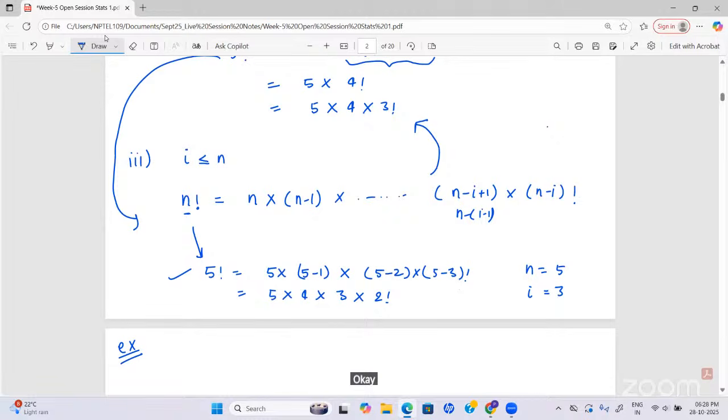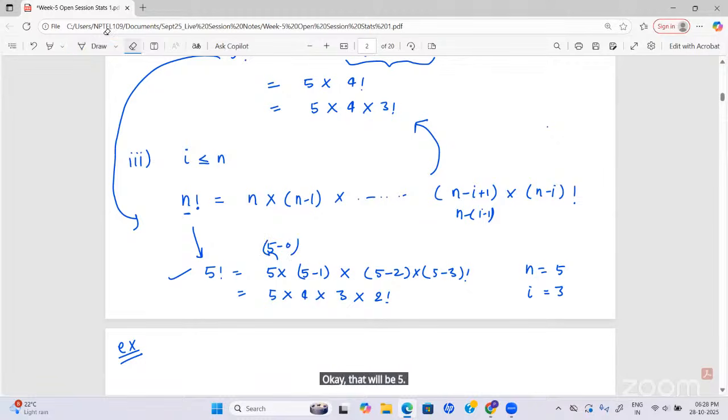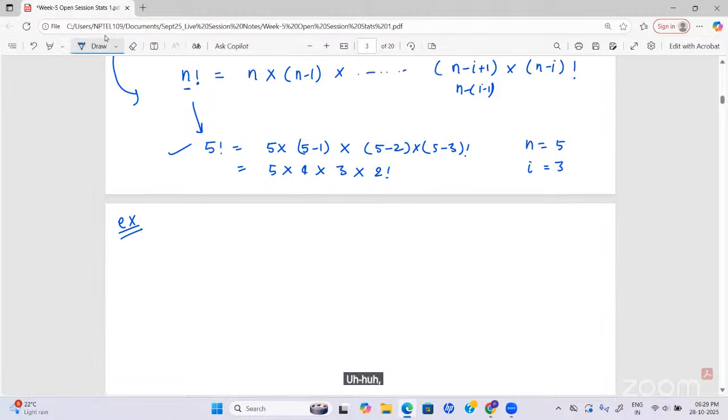Can i be 0, ma'am? Yes, i can be 0, and that will give the same value. You can write it as 5 minus 0 also, which will be 5. That is also possible. Got it, ma'am.